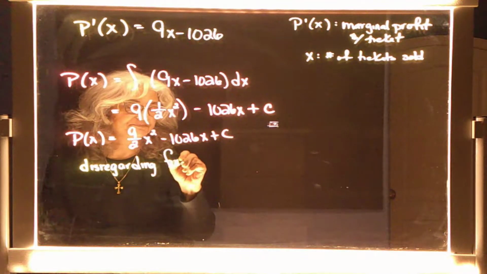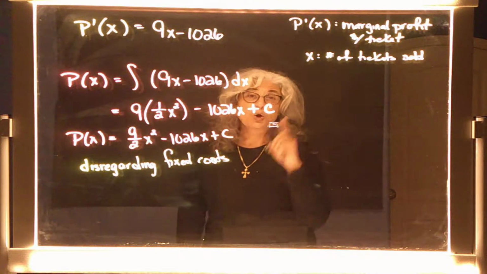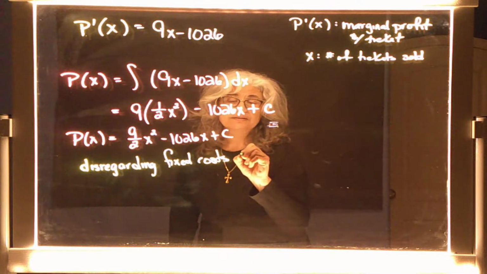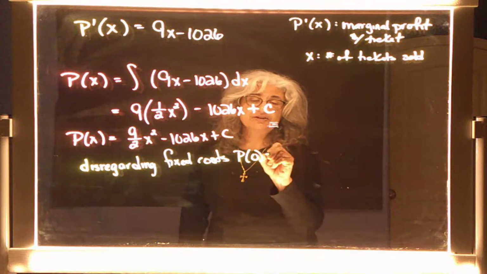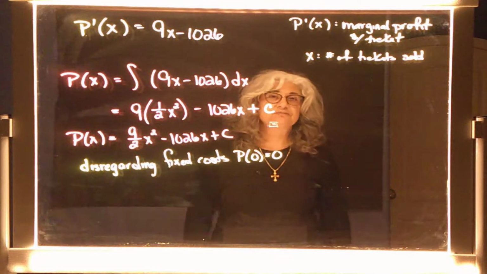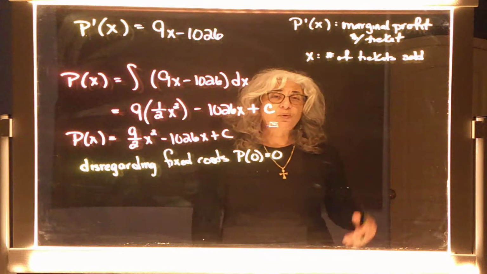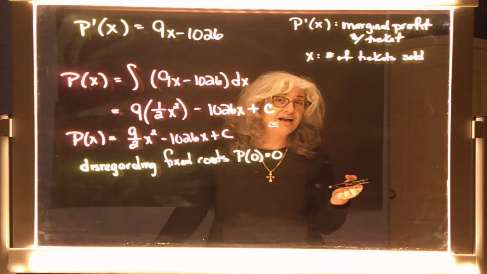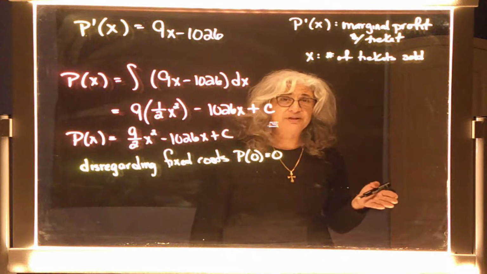then when we sell 0 units, the profit at 0 is going to be 0. That's what it means by disregard any fixed costs. When we sell 0 tickets in this case, we're going to have $0. There won't be any profit whatsoever.